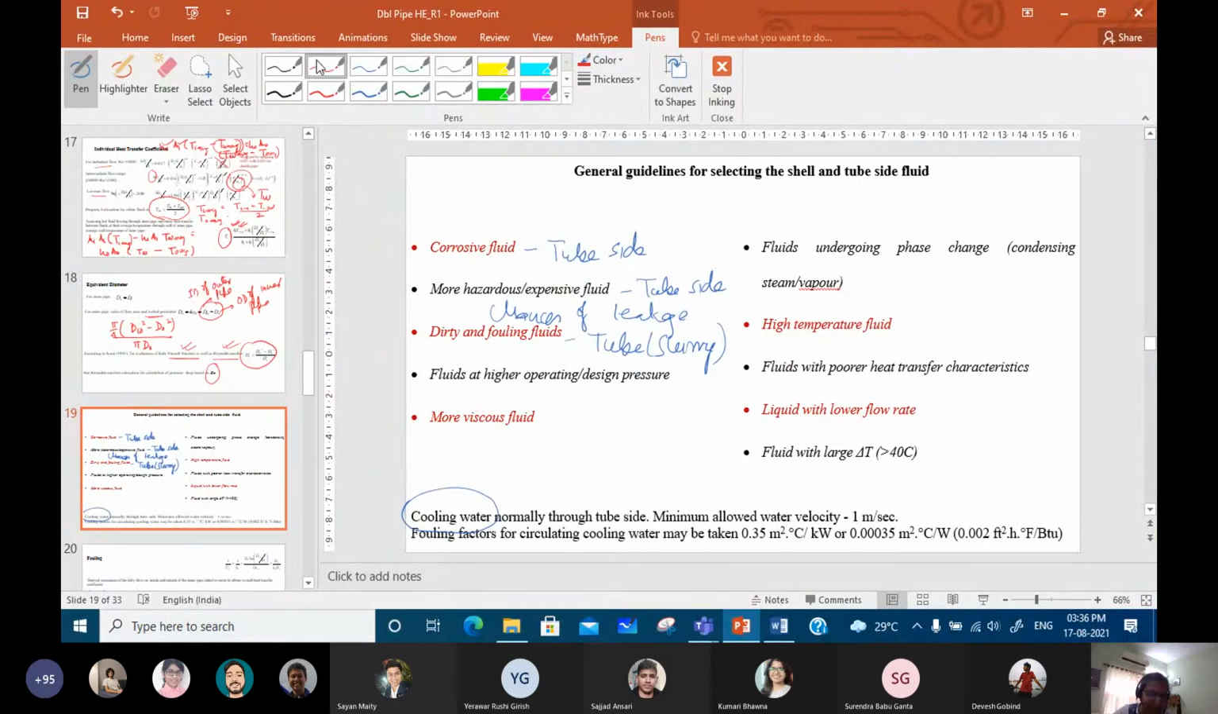Ma'am, I think if it's present in the shell side, then it will also exert pressure on the tube. So maybe that is undesirable. Desirable or undesirable? Undesirable. See, the basic reason you are not coming to. The tube has a lower diameter, just like the thing that you said. So therefore, what is the expression of thickness? t equals PR by sigma.